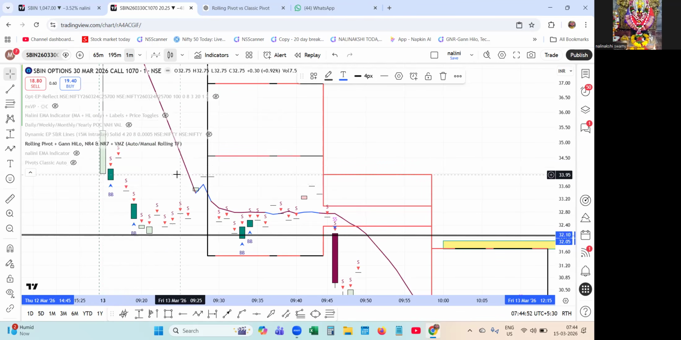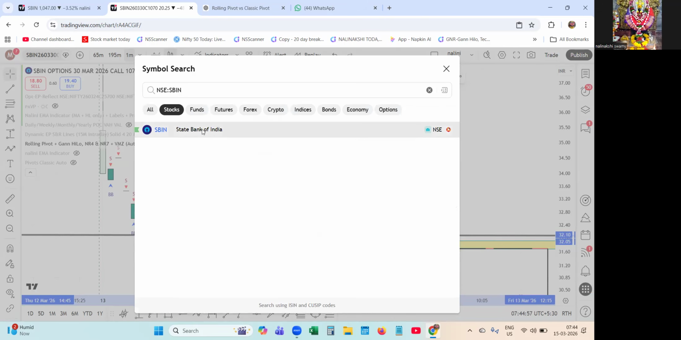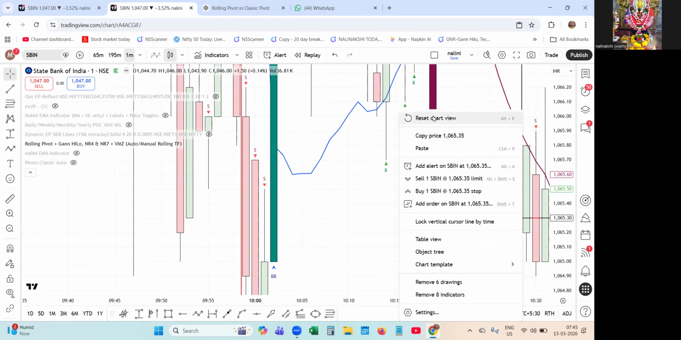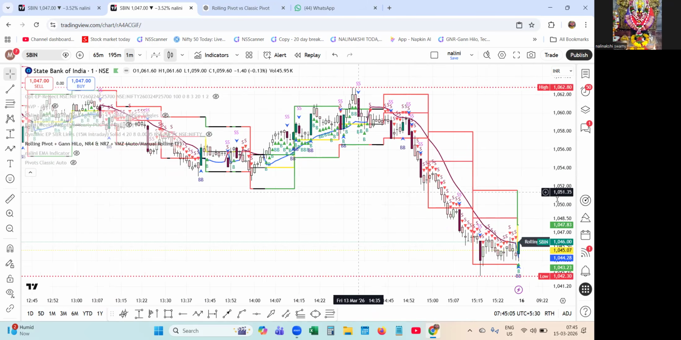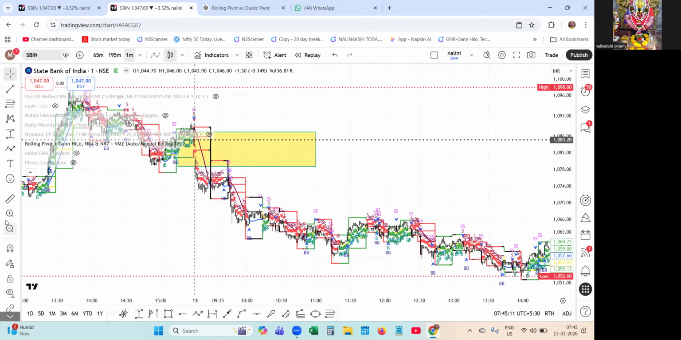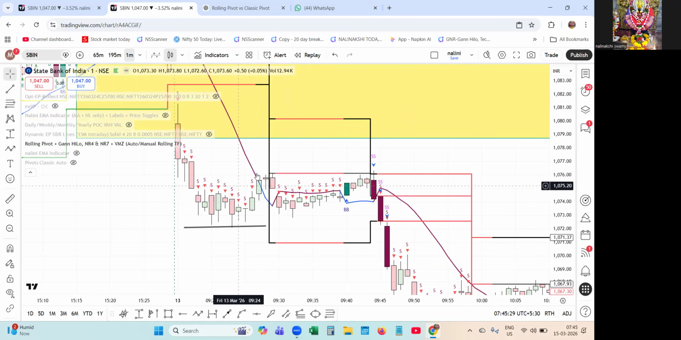This is the call option, that's why we are not saying much over here. No liquidity. Let us go to State Bank of India. The underlying, okay, let me reset the chart. See, 1 minute, 13th. You can see here, don't make a mistake over here. You think a low has been established over here and this is a reversal. You enter into the market and get trapped.